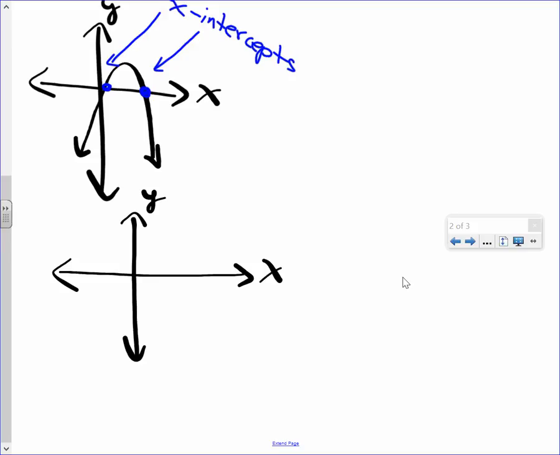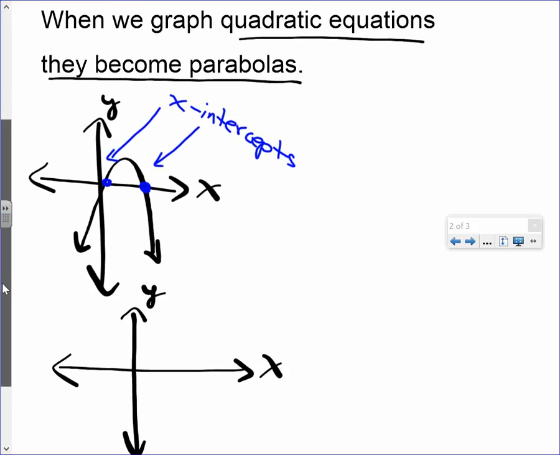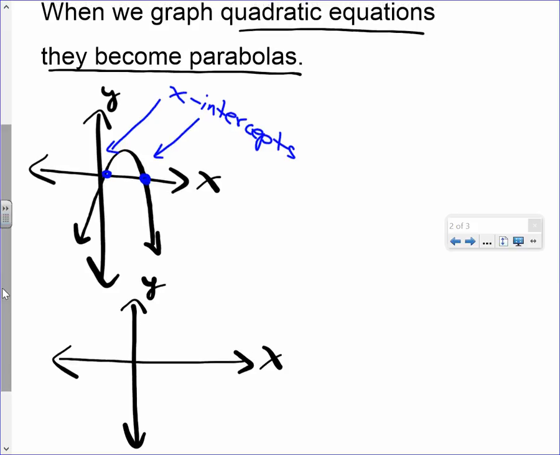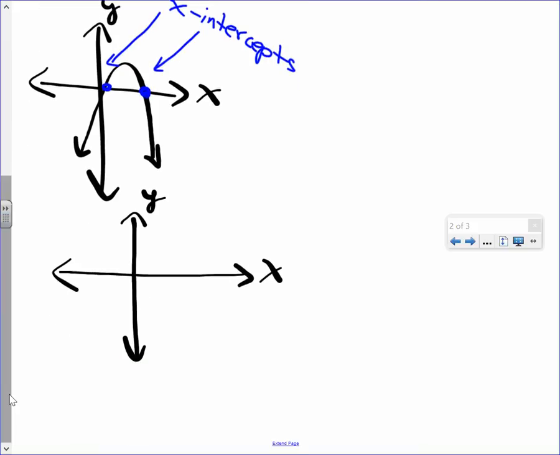They become parabolas. A parabola can look like an upside down U or a U going up like this. Doesn't matter. Look at the parabola I'm going to draw now. You can draw a quick, dirty one with me. Look at this parabola.